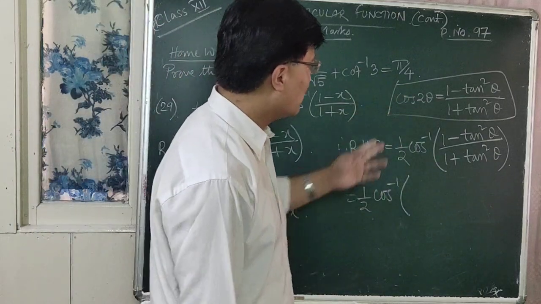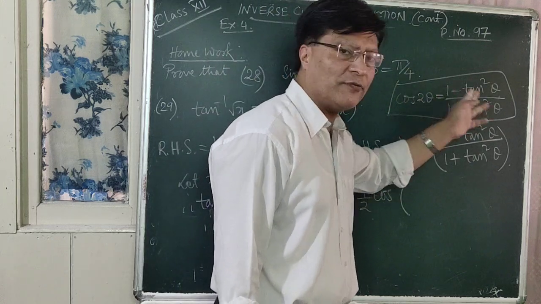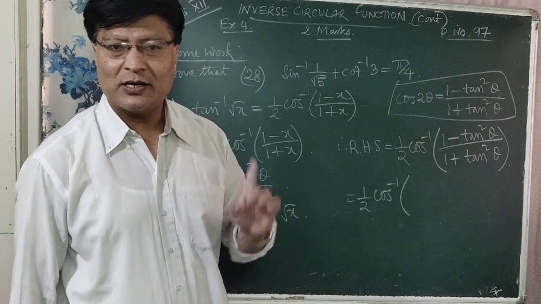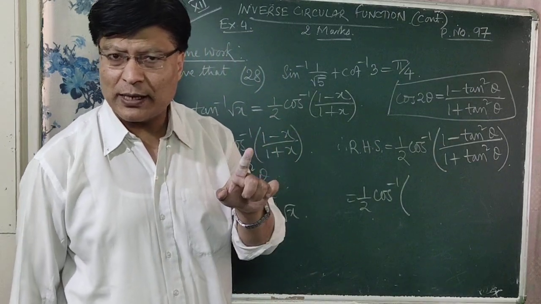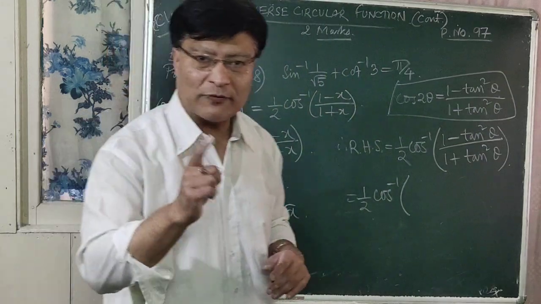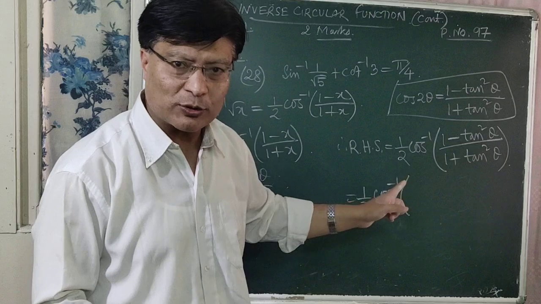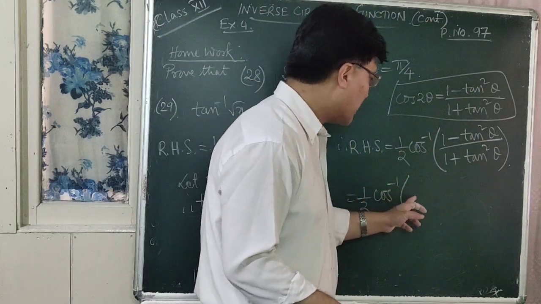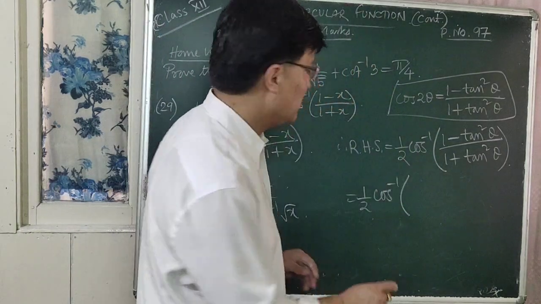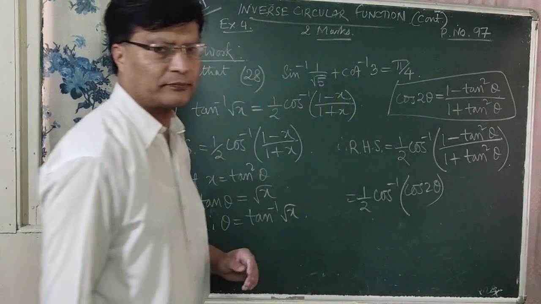So that's why you have to remember the formula from both the sides, from LHS also, from RHS also. That is cos 2 theta is equal to, what is the formula? 1 minus tan square theta upon 1 plus tan square theta. Or what is the formula for 1 minus tan square theta upon 1 plus tan square theta? Which is equal to cos 2 theta. So that you can write cos 2 theta here.